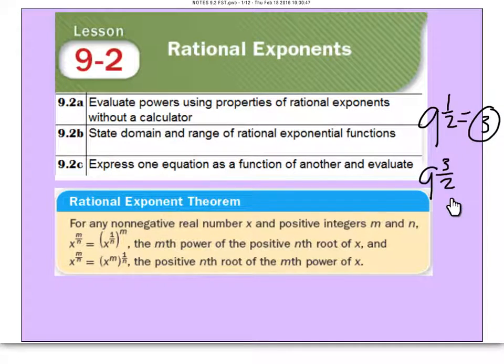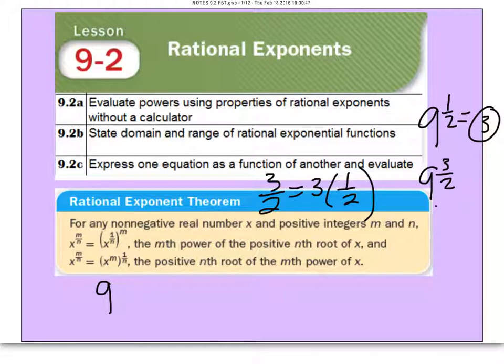We have to evaluate this in 2 steps. What this little theorem here tells you is you can take the exponent and break it into 2 pieces. You can pull out the top number, or the numerator, by itself and then just do 1 over the denominator. Or you can pull that top number out and do that first and then just do 1 over the denominator. So for example, for this one right here, how we would do it is one of 2 ways. I could do 9 and I would pull the 3/2 apart. So I'm going to pull the 3 out and then do 1/2.